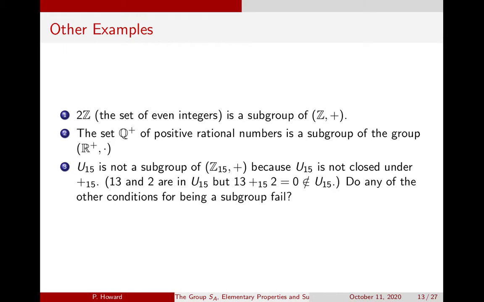And now let's look into the question of whether or not any of the other conditions for being a subgroup fail when we're looking at U15 and asking whether it's a subgroup of Z sub 15 plus sub 15. I just corrected one more typo. I had to add the subscript 15 to the plus sub 15 here. So do any of the other conditions fail for U15 to be a subgroup of Z sub 15 plus sub 15?